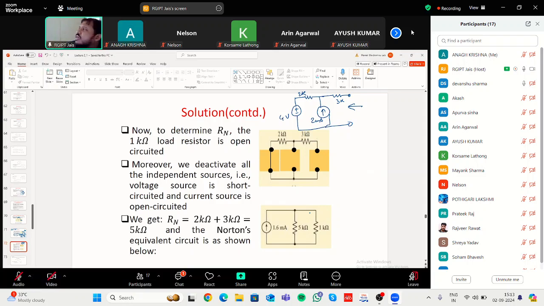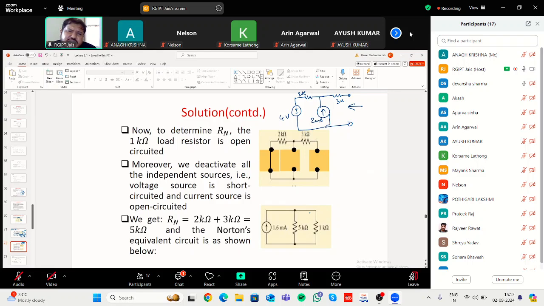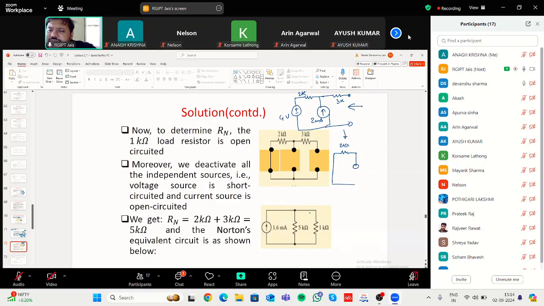Deactivating sources means replacing the independent sources with their ideal internal resistance values. For a voltage source, I have already told you that the ideal internal resistance is 0. For a current source, the ideal internal resistance is infinity. That means in the next step, you have to replace the voltage source with a short circuit. The resistance will be there, 2 kilo ohm.